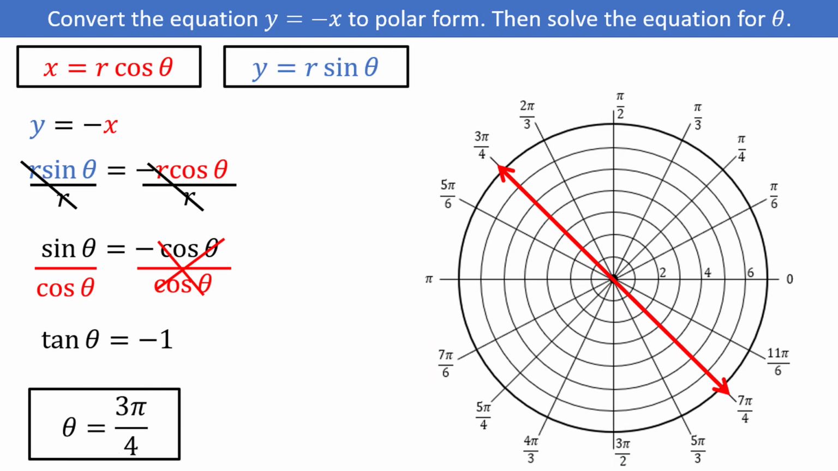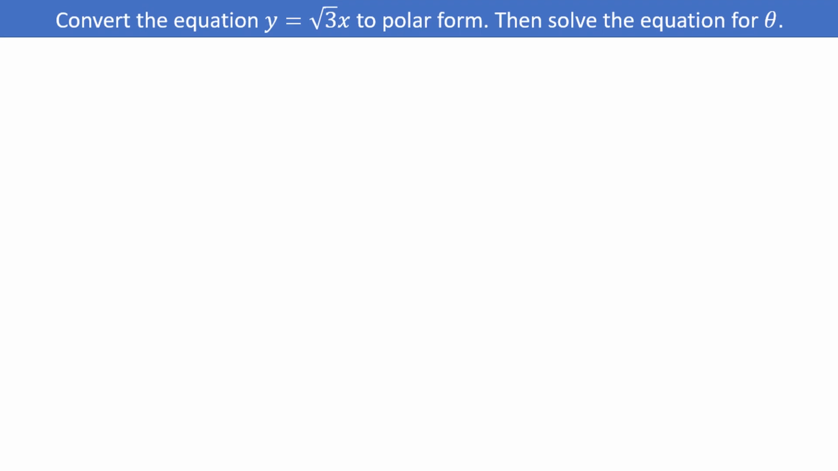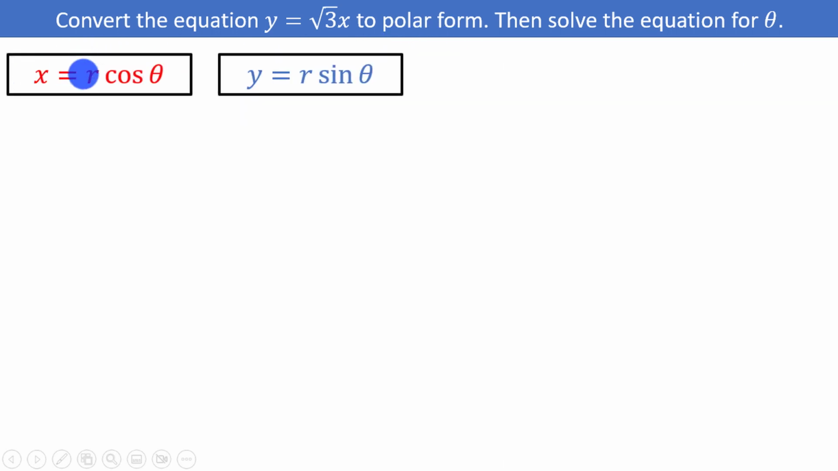Let's try this problem. We are asked to convert the equation y is equal to the square root of 3 times x to polar form. Then we are asked to solve the equation for theta. If we would like to convert to polar form, then generally the equations we would like to use are x is equal to r times the cosine of theta, and y is equal to r times the sine of theta.